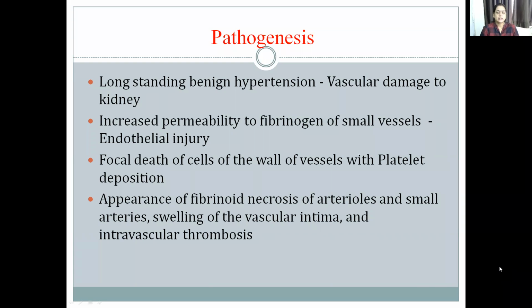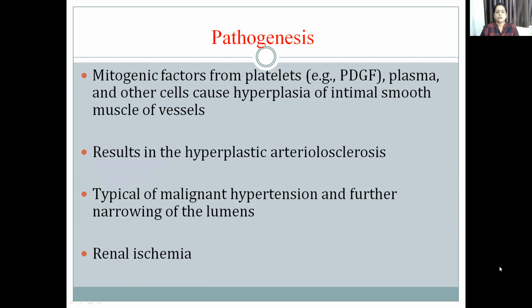So whenever there is an endothelial injury, there will be protein exudation and platelet deposition to seal it off. Then appearance of fibrinoid necrosis of the arterioles and small arteries with intravascular thrombosis. So because of that, what happens? There can be mitogenic factors which are released from the platelets. Then this will result in hyperplasia, and this hyperplasia will be termed hyperplastic arteriosclerosis.